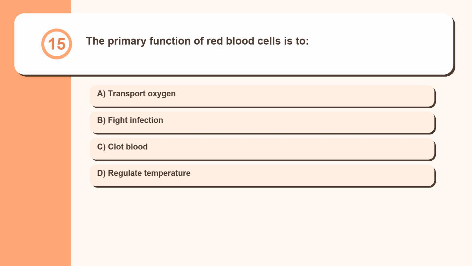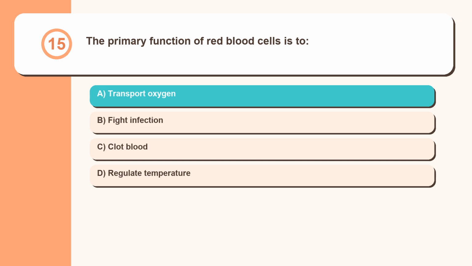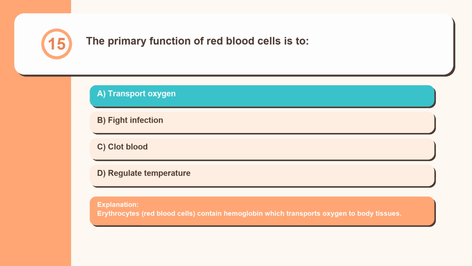Question 15. The primary function of red blood cells is to transport oxygen, fight infection, clot blood, regulate temperature. Erythrocytes, red blood cells, contain hemoglobin which transports oxygen to body tissues.